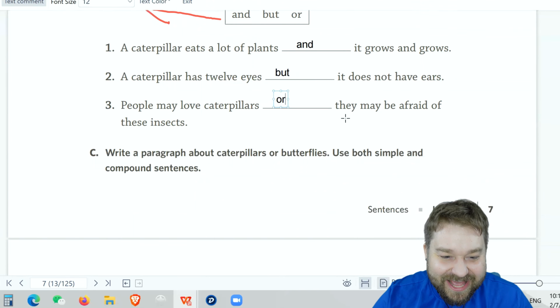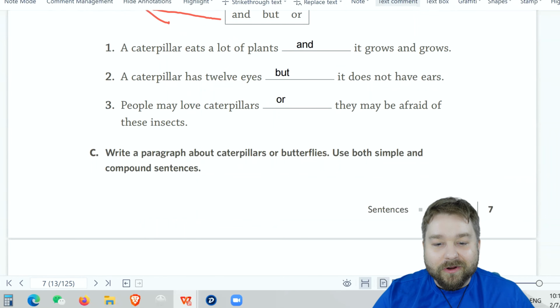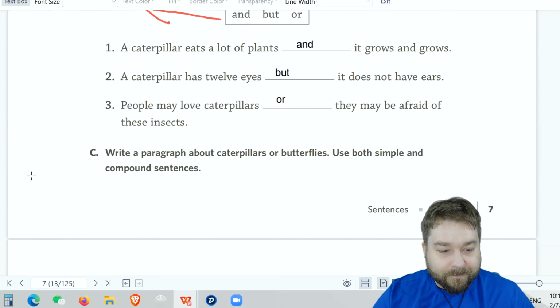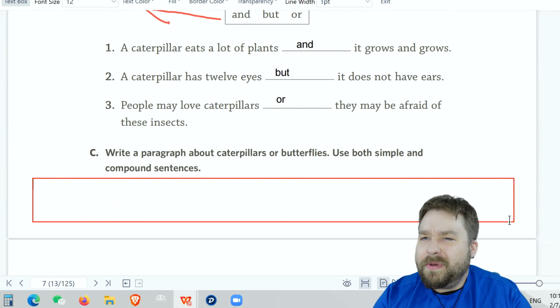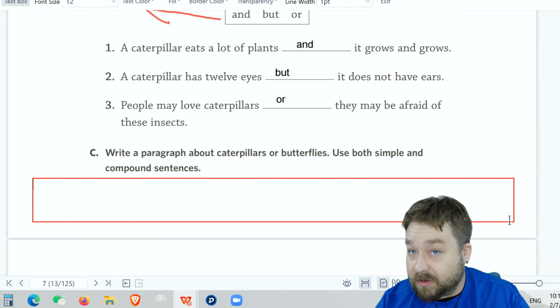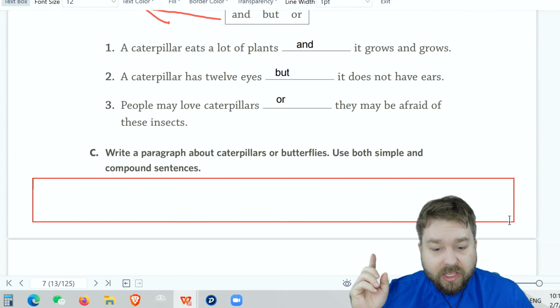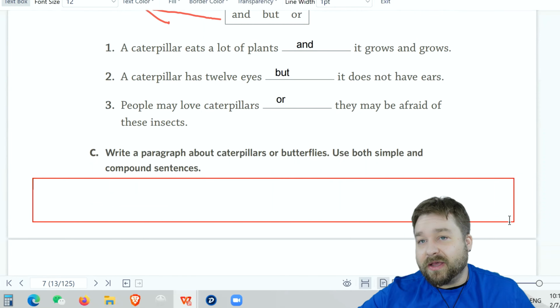Cool. All right, let's take a look at our paragraph here. I'm going to make a big box. It's going to cover this. Write a paragraph about caterpillars or butterflies. So we have a choice. Use both simple and compound sentences.